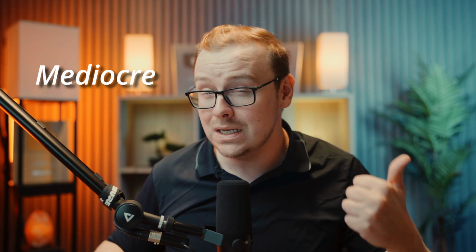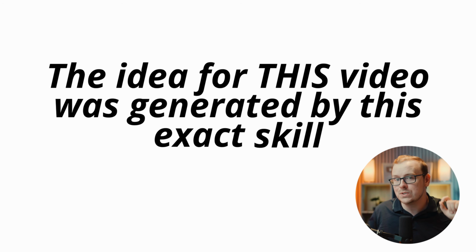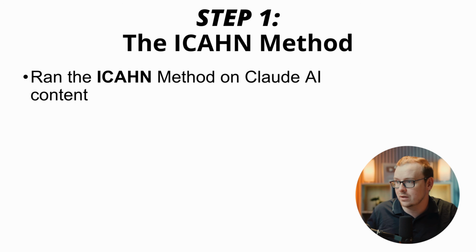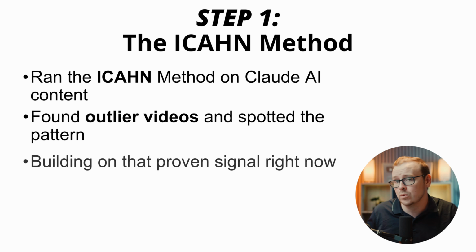Because if the video did well, despite the video itself being mediocre, and despite coming from a small channel, aka there's no huge audience that's just going to watch anything you put out, then it almost certainly has to be the idea that's doing the heavy lifting. And here's where it gets meta. The idea for this video was generated by this exact skill, okay? So I basically ran the icon method on Claude AI content. I found a few outlier videos, saw the pattern, and that's what we're building right now.